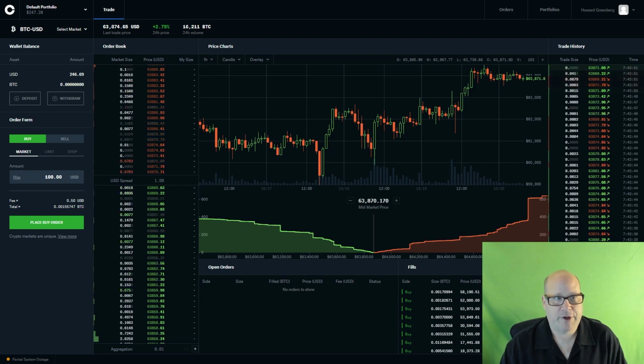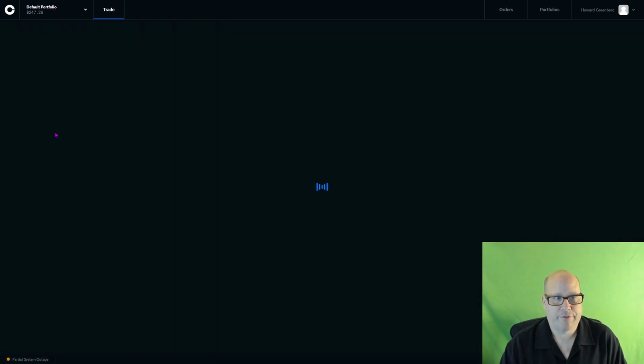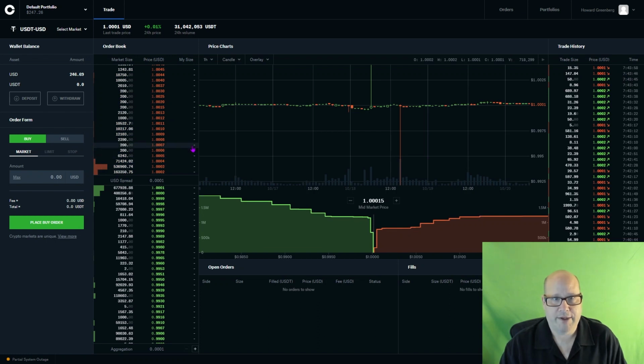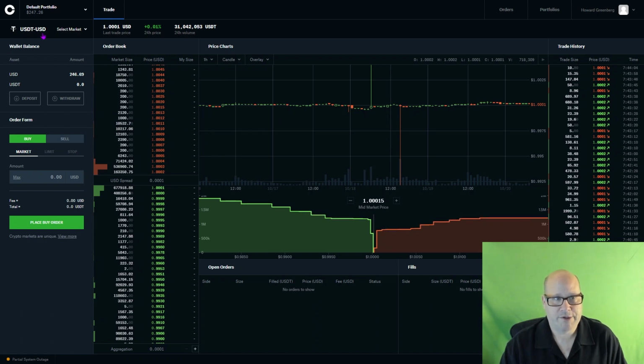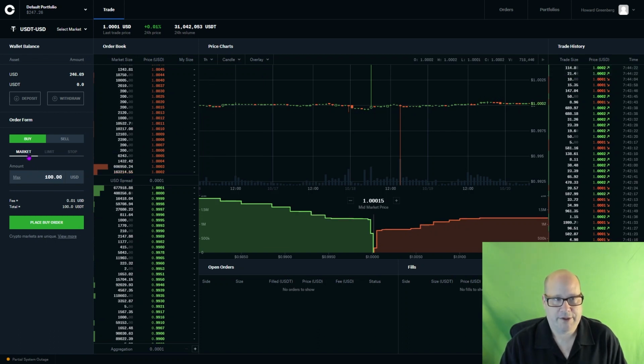For this test right here, I'm actually going to buy a stable coin with it. I'm going to trade some of my US dollars for Tether, a stable coin that is attached or pegged to the dollar. So here I have, you can see up the top, USDT. I'm going to buy that using US dollars. All I need to do here is enter in the amount.